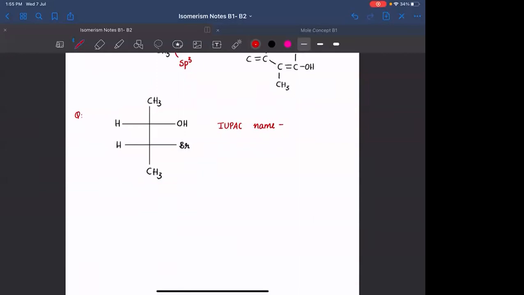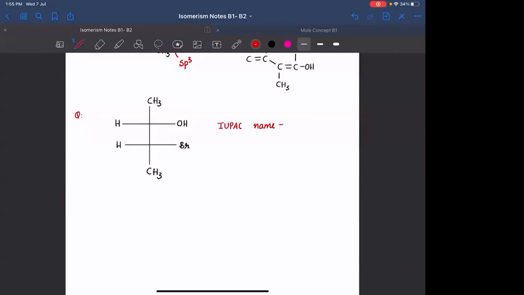Those who missed the initial lectures of stereoisomerism, quickly go through those lectures. It is very, very important to understand all these basics. The remaining organic chemistry will always have these basics. There are like 5 lectures. Please go through all those lectures.